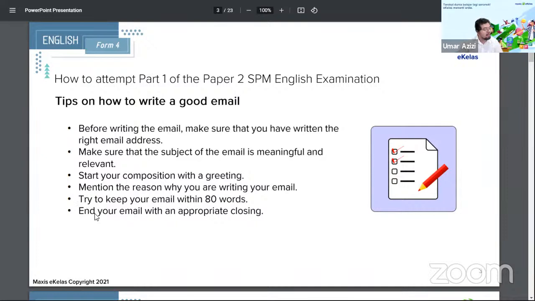And finally, end your email with an appropriate closing. It's important to close the email because you want to make it clear you're done talking about it. You don't want it to seem that you have something more to say, but it doesn't finish. You're not there in person to explain to your reader that you're done.